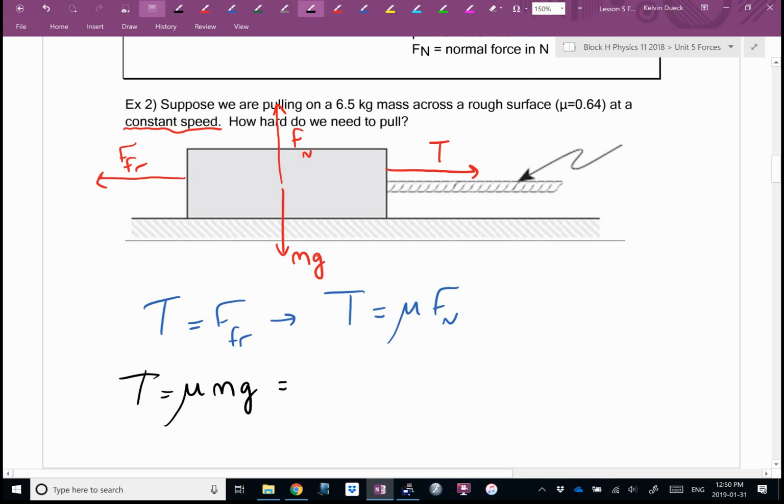Hey, folks, what's mu? I don't know. What's mu with you? What's mu? 0.64. And the mass is 6.5. And g is 9.8. How hard do we need to pull over this rough surface that has a coefficient of friction of 0.64 if we want to keep this thing going at a constant speed? What do you get?